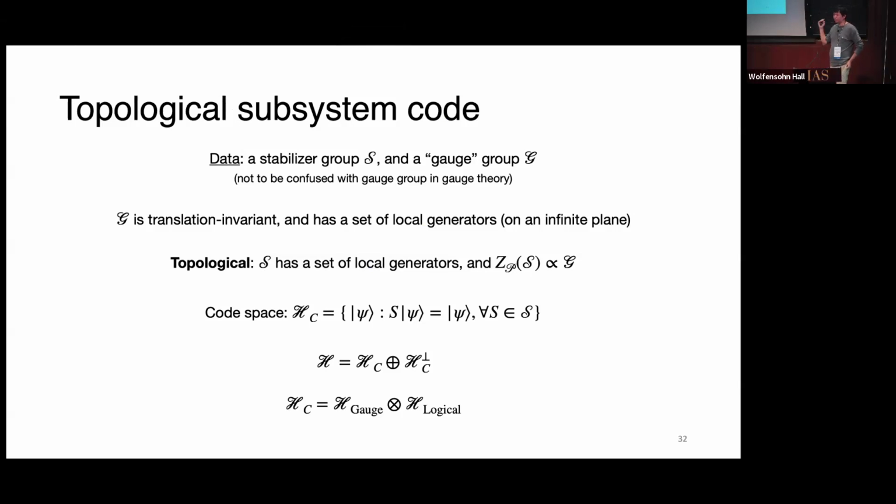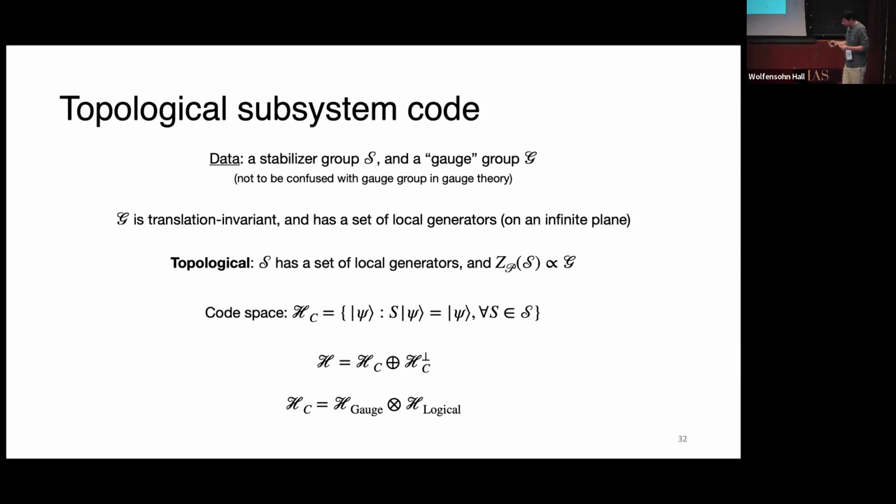Okay, so again we start from a stabilizer group, which is translation invariant and locally generated. But then there's also a gauge group. So this is not to be confused with the gauge group in the gauge theory, right, in standard models. It's just the name in the error correcting code literature, this is called a gauge group, G. The G is essentially, in this context, the commutant of the stabilizer group. And we require that this G is translation invariant and has a set of local generators. In general, it's not true, but we require this on the infinite plane at least. And that's the new definition of topological for subsystem code, is that both S has a set of local generators, and the center of S in the Pauli group is proportional to this gauge group, which is also locally generated.